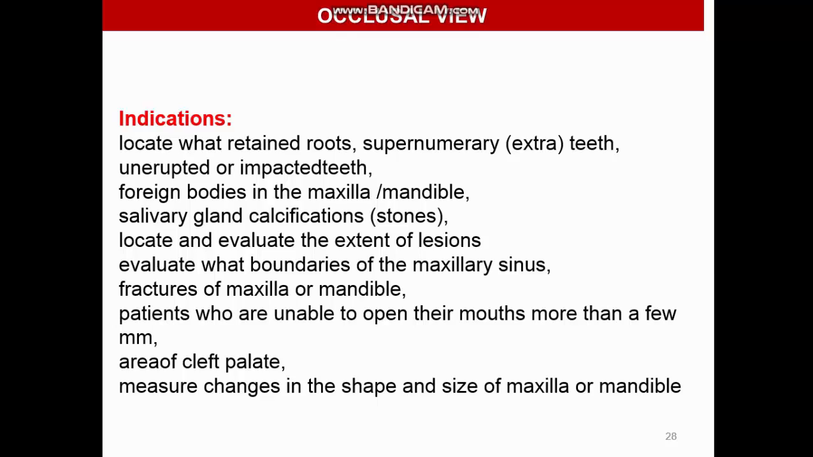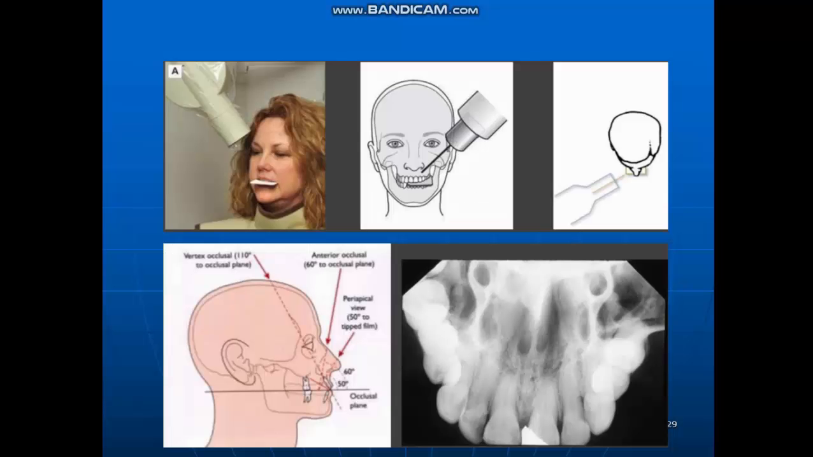Important indications are: locate retained roots, supernumerary teeth, and unerupted or impacted teeth, foreign bodies in the maxilla, mandible, salivary gland calcifications, stones, locate and evaluate the extents of lesions, evaluate the boundaries of the maxillary sinus, fractures of the maxilla or mandible, patients who are unable to open their mouth more than a few millimeters, area of cleft palate, and measure change in the shape and size of the maxilla or mandible.